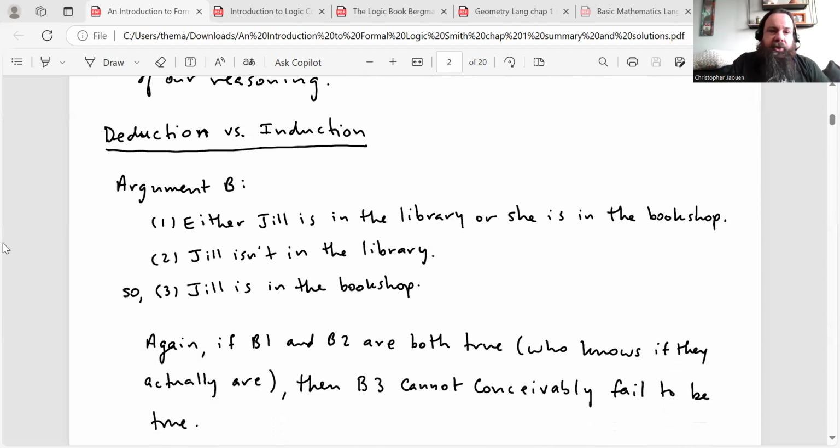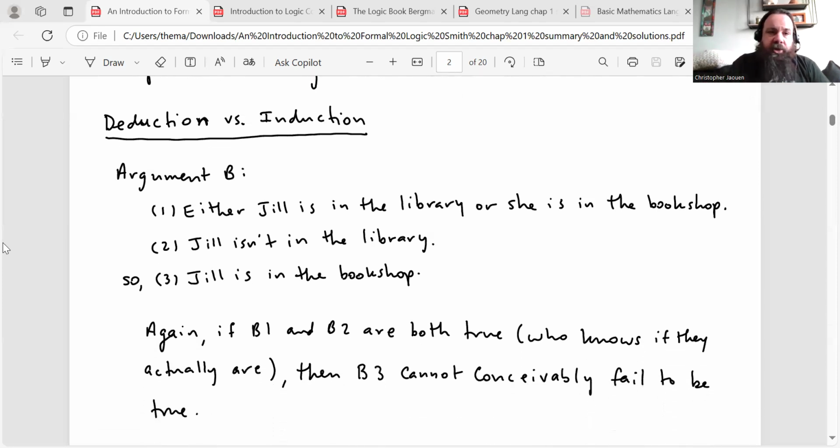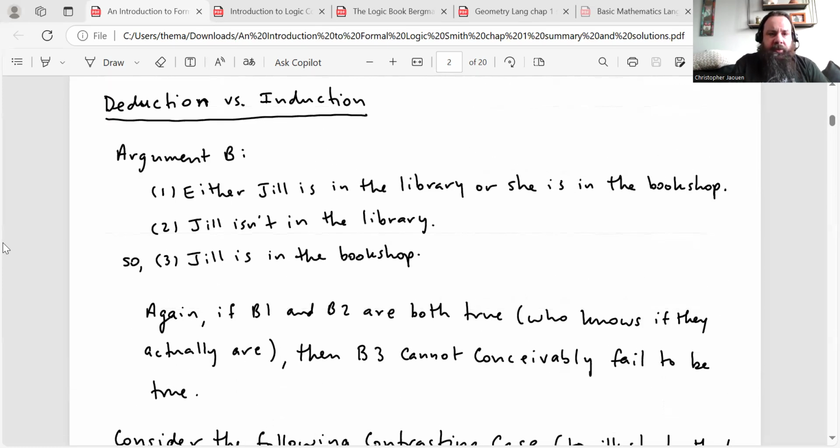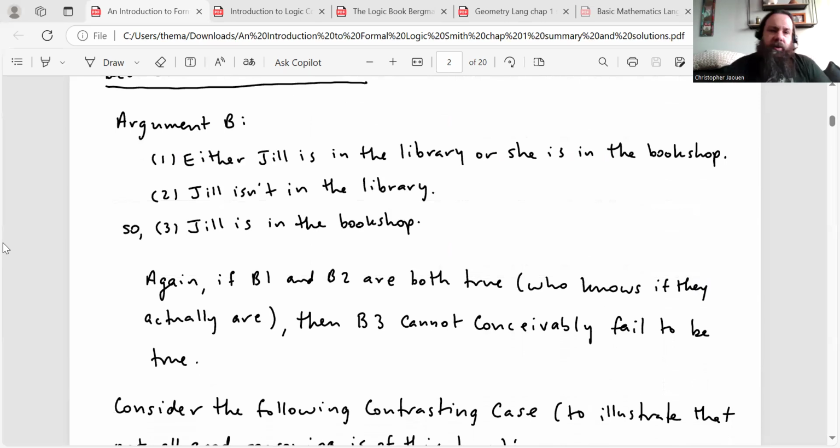The next section, deduction versus induction. Here we have argument B and also argument C. Let's look at argument B. We have again two premises and a conclusion. Premise one: either Jill is in the library or she's in the bookshop. Premise two: Jill isn't in the library. Conclusion: Jill is in the bookshop. Again, if B1 and B2 are both true, who knows if they actually are, then B3 cannot conceivably fail to be true.